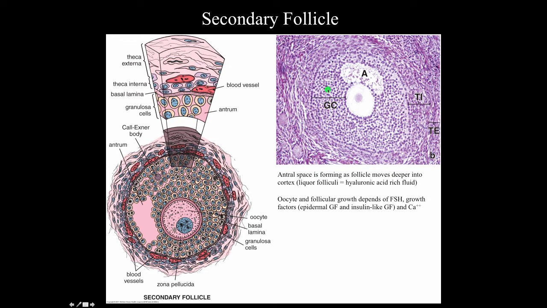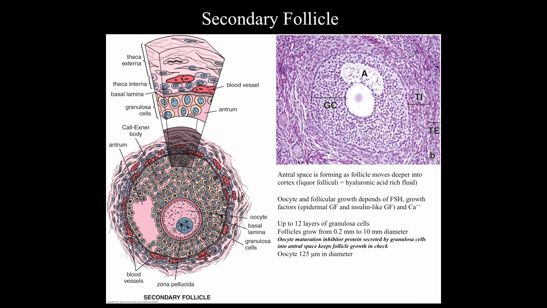The secondary follicle is moving deeper into the cortex. This antral space is becoming filled with a fluid, a so-called liquor folliculi. This liquor folliculi is rich in hyaluronic acid. Now, the oocyte and follicle cell growth depends on FSH and various growth factors and calcium. Some of the growth factors that are involved are epidermal growth factor and insulin-like growth factor.